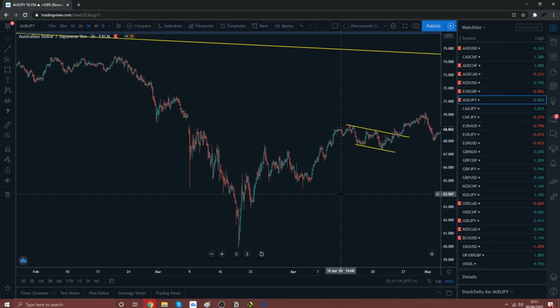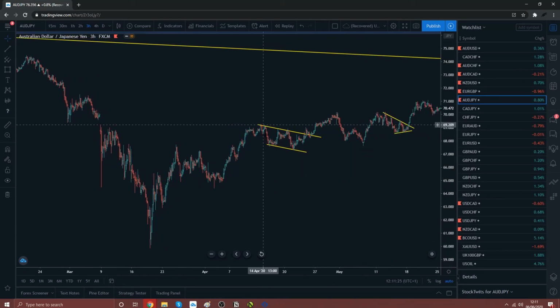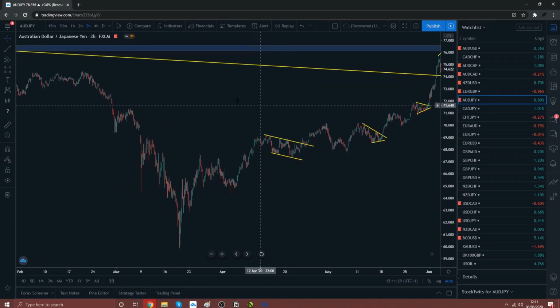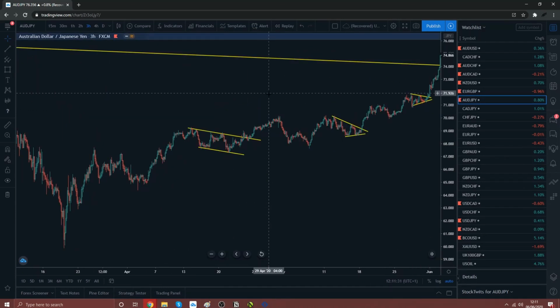So a lot of support and resistance traders, they'll trade the ranges when markets are moving sideways. But for me, when markets are moving sideways, that's when I'm looking to get on the bigger move up or down.